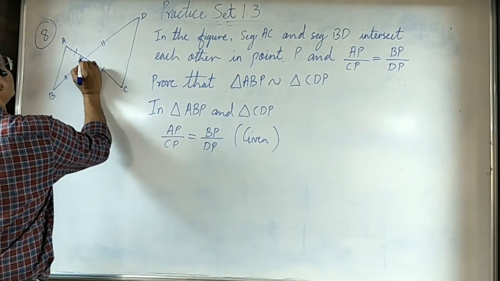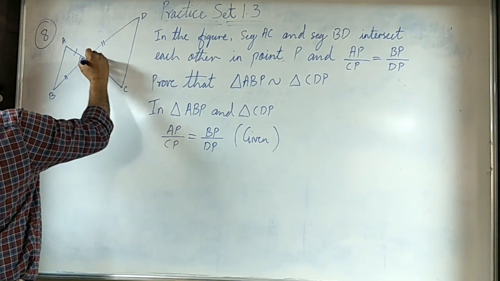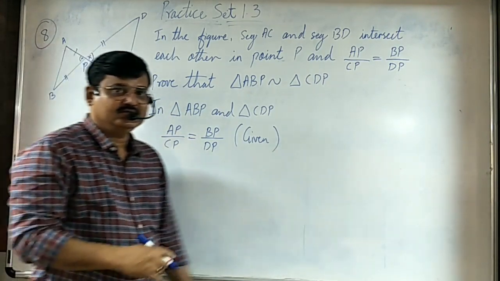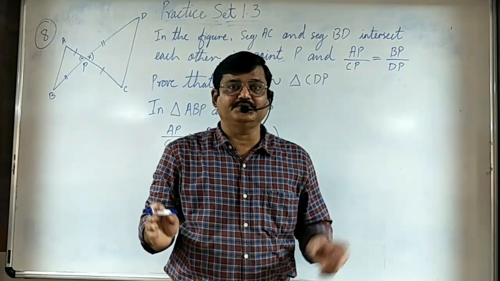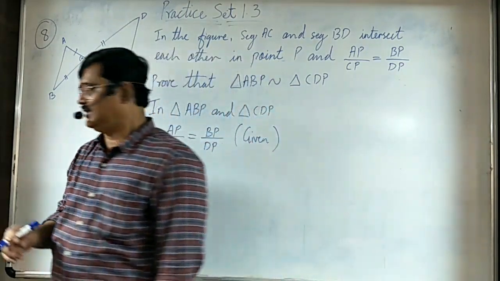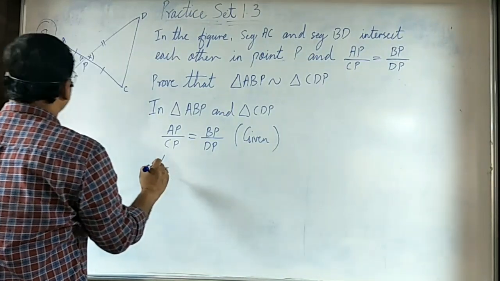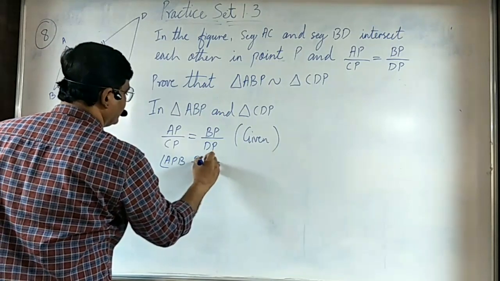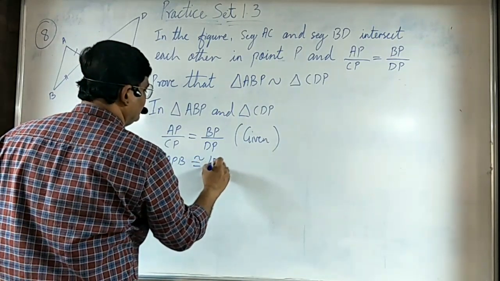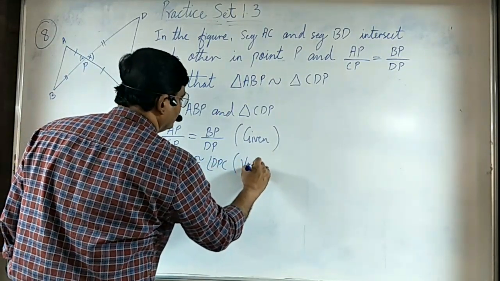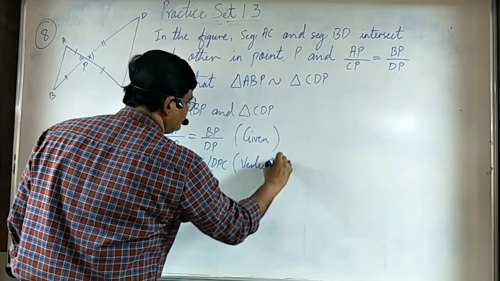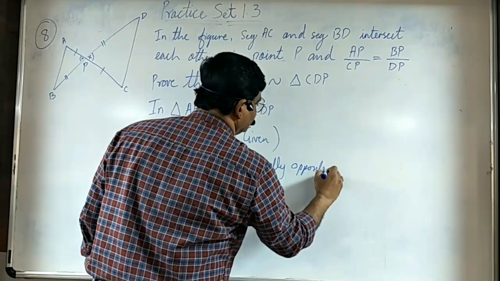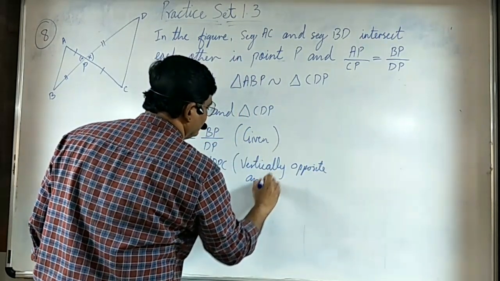Can you see this? Angle APB and angle DPC are congruent to each other. And you know which angle this is? These are the vertically opposite angles. So can I write over here that angle APB is congruent to angle DPC, and you have to write it over here: vertically opposite angles. This is the vertically opposite angle, and we got it.